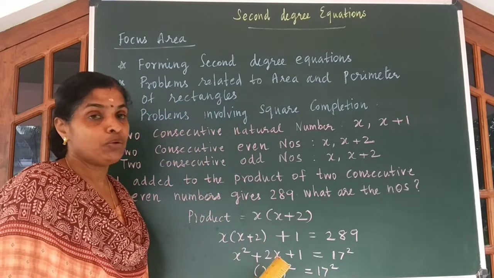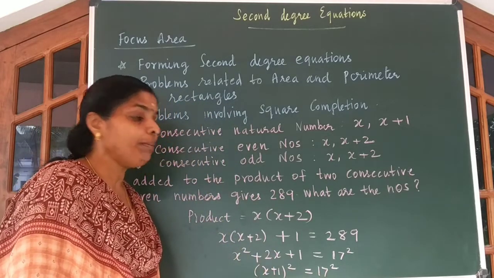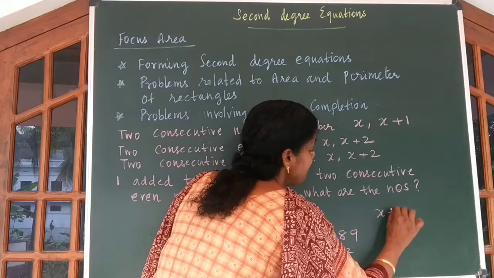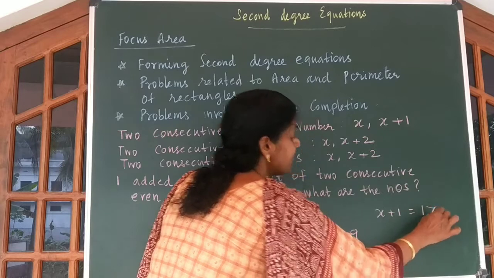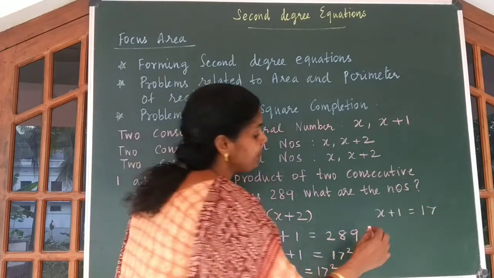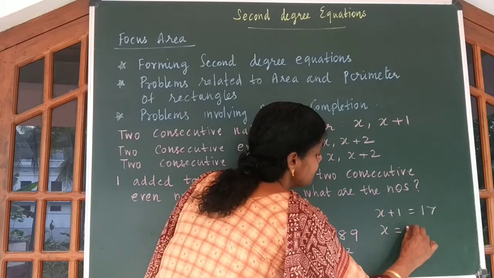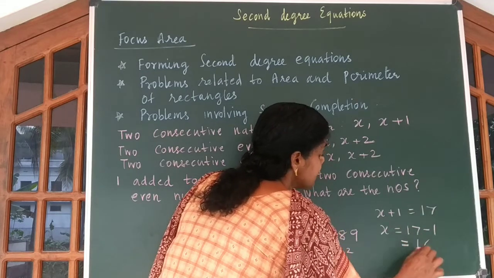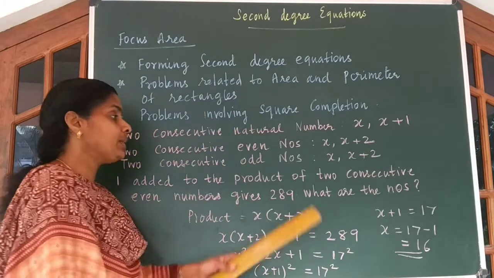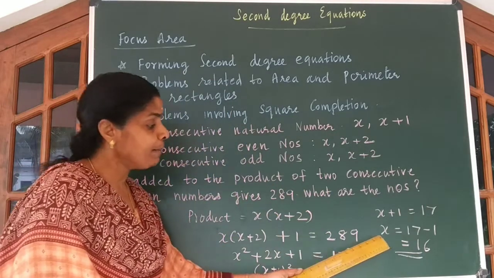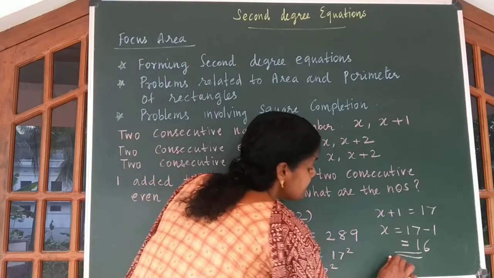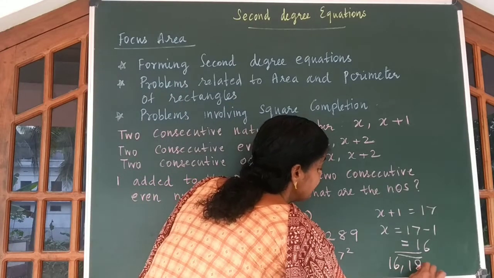Now let us remove the square on both sides. So what do you get? You get x plus 1 is equal to 17. Taking 1 to the other side, you get x is equal to 17 minus 1, which is equal to 16. So the two consecutive even numbers are x equal to 16 and the next number, 16 plus 2, 18.